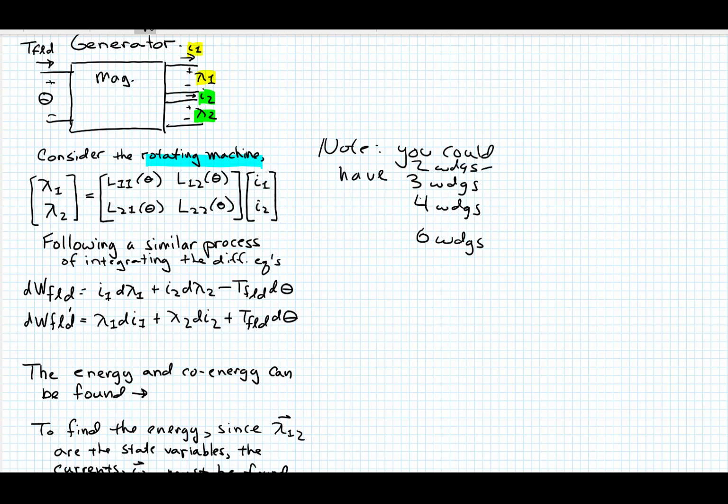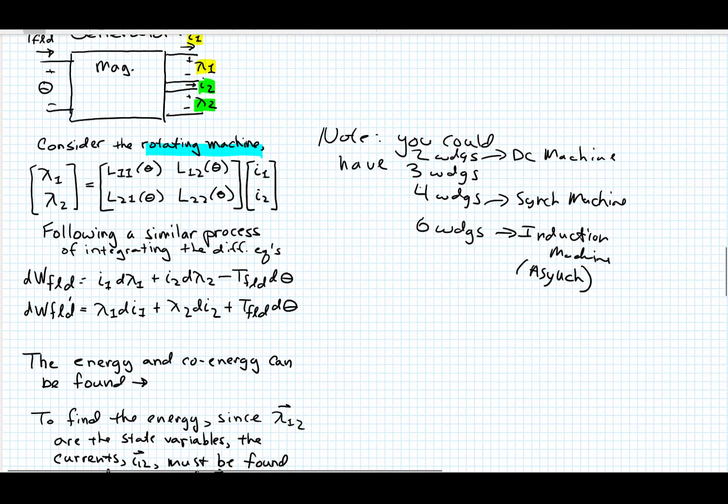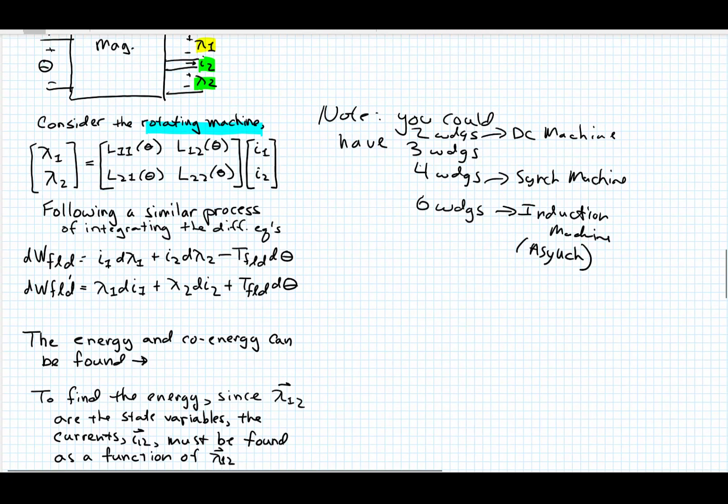And why I say common, this is a DC machine. This is a synchronous machine. And this is an induction machine, or called an asynchronous machine. So we're going to go through these three machines for the rest of the class. So you can have more than two windings, but I don't want to overwhelm everybody by the math.